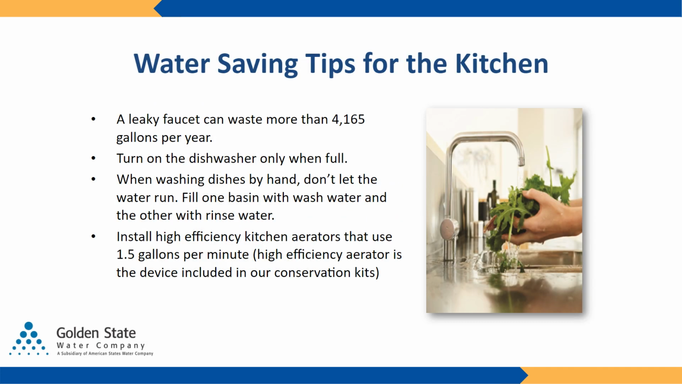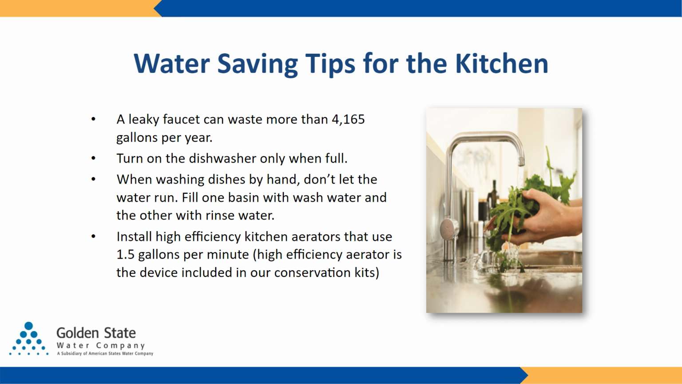There are many ways to conserve water in the kitchen. Fixing a leaky faucet that drips at the rate of 1 drip per second can save you more than 4,165 gallons per year. Keeping a pitcher of cold water in the refrigerator, instead of waiting for water to get cold from the tap, is another way to save water.